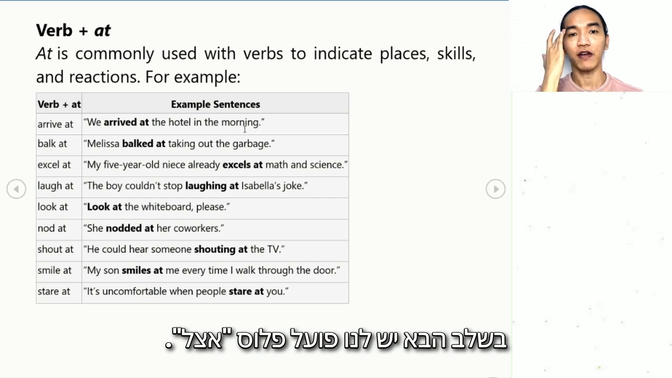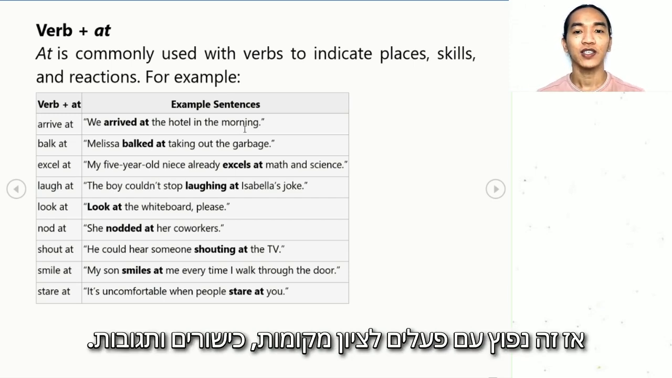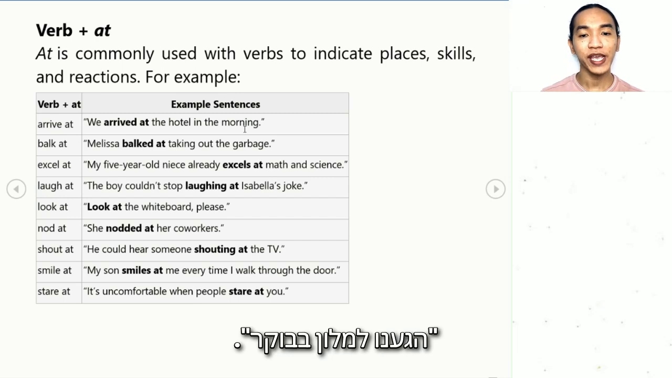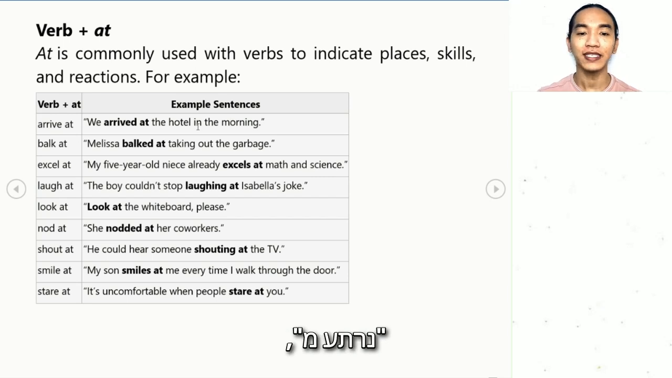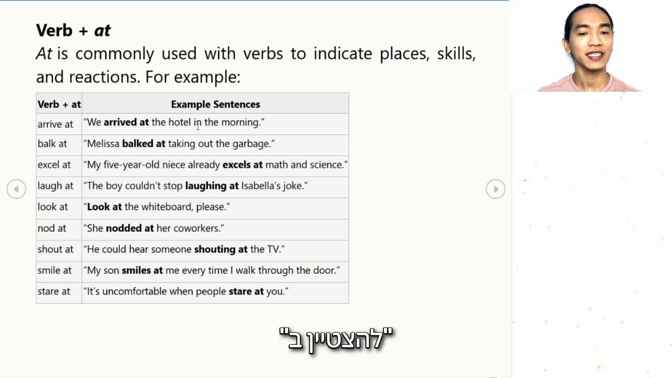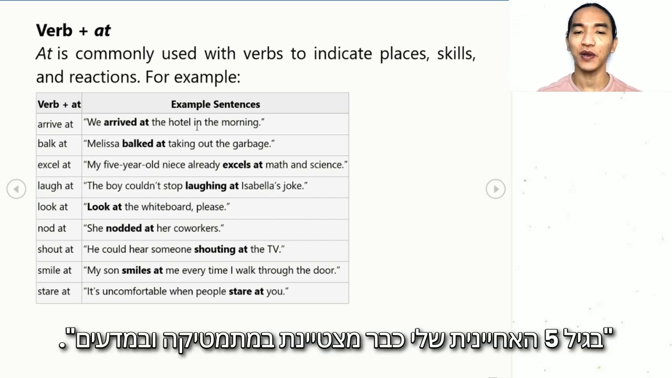Next, we have verb plus at. It is commonly used with verbs to indicate places, skills, and reactions. Example, arrive at. We arrived at the hotel in the morning. Balk at. Melissa balked at taking out the garbage. Excel at. My 5-year-old niece already excels at math and science.